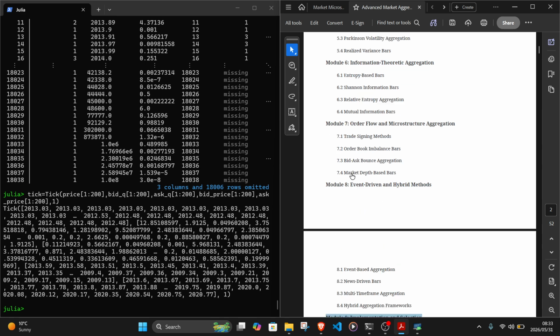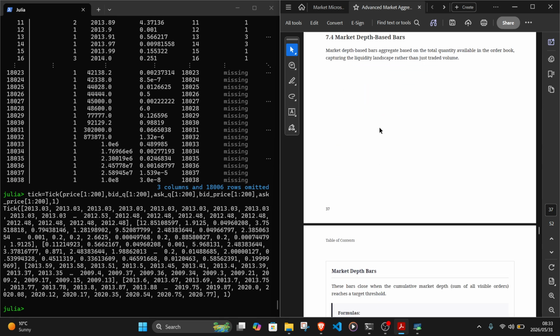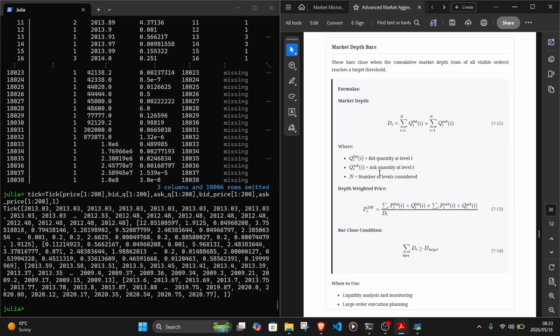Now, let's get into 7.4 market depth based bars. What is a market depth based bar? Market depth based bars aggregate based on the total quantity available in the order book, capturing the liquidity landscape rather than just traded volume. Here's the formal description. These bars close when the cumulative market depth, the sum of all visible orders, reaches a target threshold.